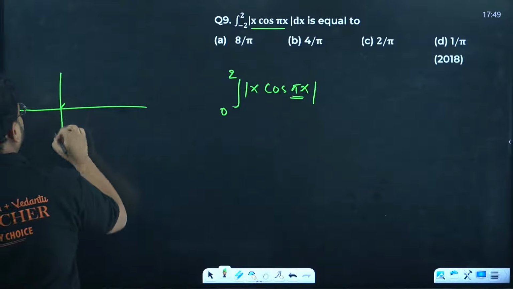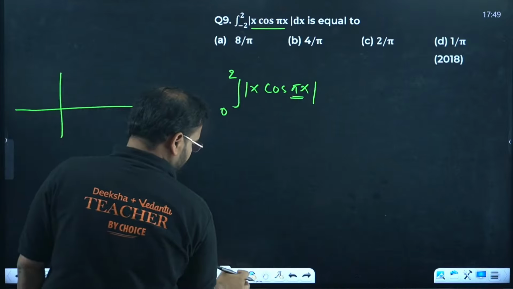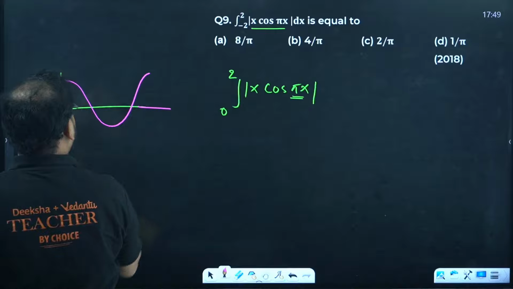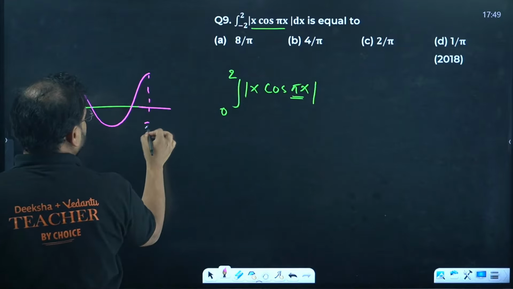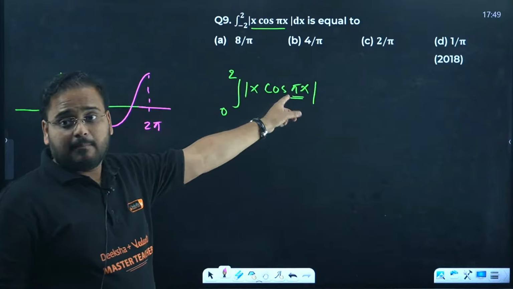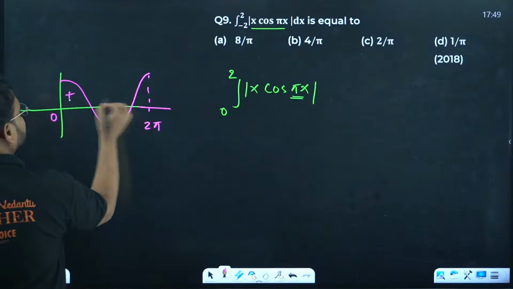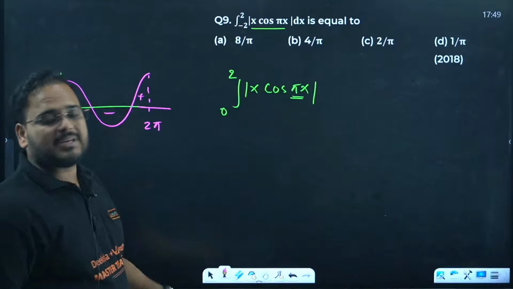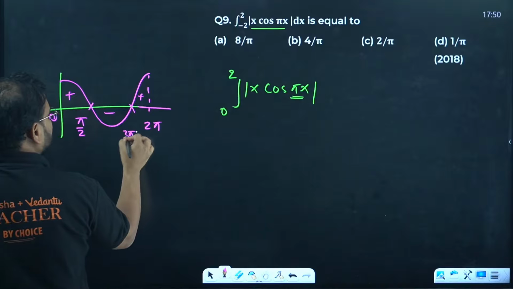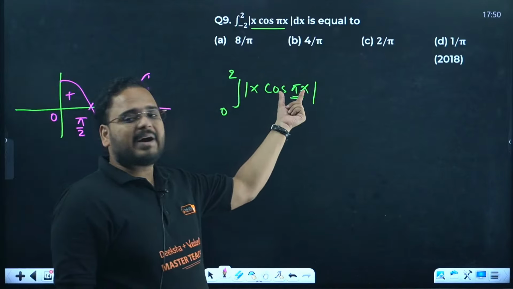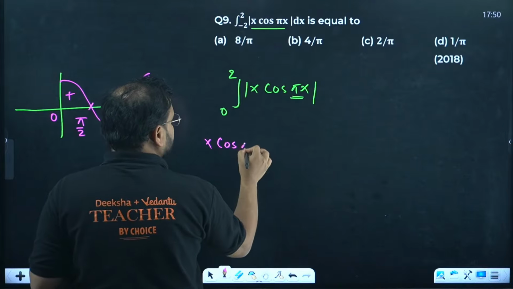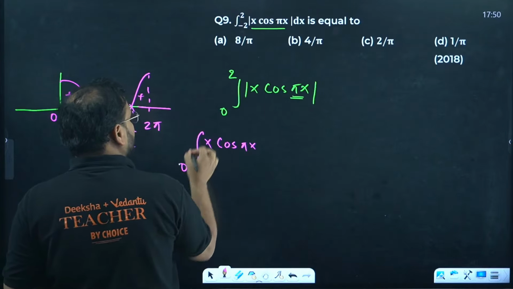This is 0, this is 2 pi. If you put 0 over here, everything is 0 only. If you put 1, it becomes pi. But if you put half, it is positive over here and negative over here. So 0 to pi by 2 will keep the plus sign only, but from here to here we'll keep it with a minus sign, because in this interval cos pi x will be negative. So x cos pi x is positive from where to where? 0 to 1 by 2.